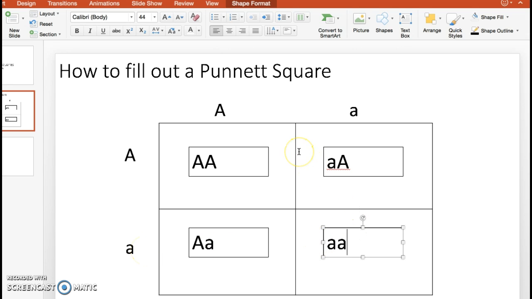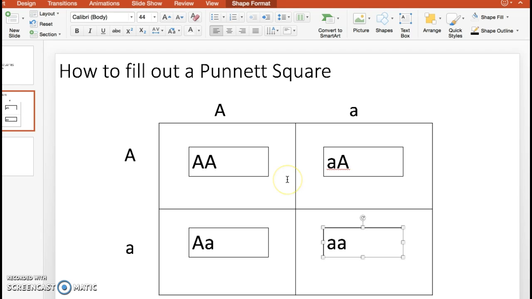So when we read this, we can see that we have one homozygous dominant pair, one homozygous recessive pair, and we have two heterozygous pairs. Notice how it doesn't really matter which order this is in, but just know that this is a heterozygous pair, like this one.